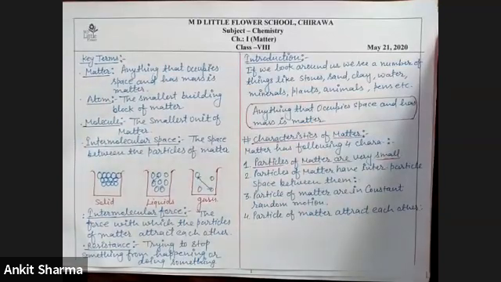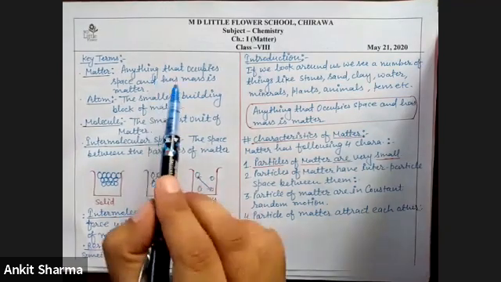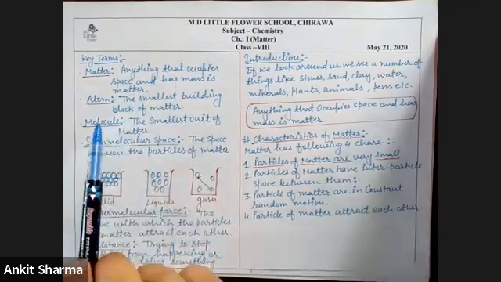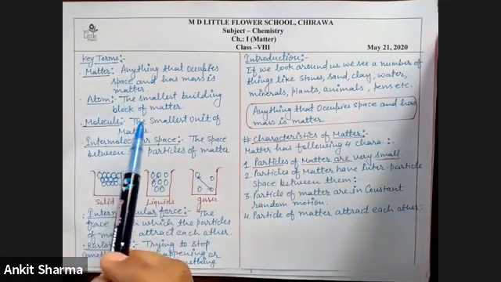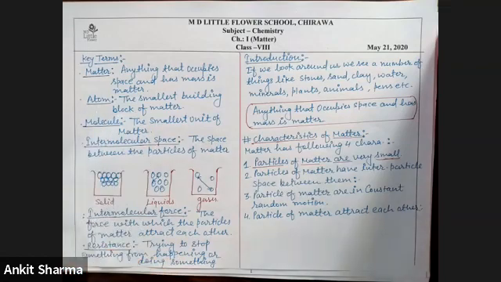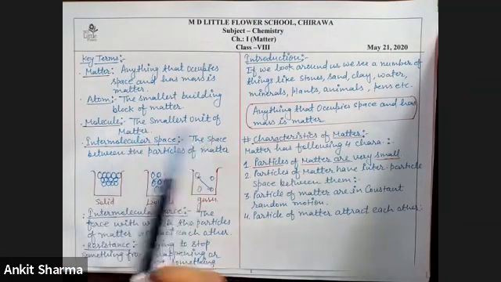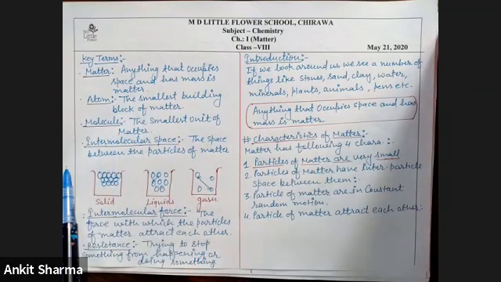So let's start with key terms. First is matter. As you know, anything that occupies space and has mass is matter. Second one is atom, the smallest building block of matter. That is, we call it atom. And what is a molecule? The smallest unit of matter is called a molecule.